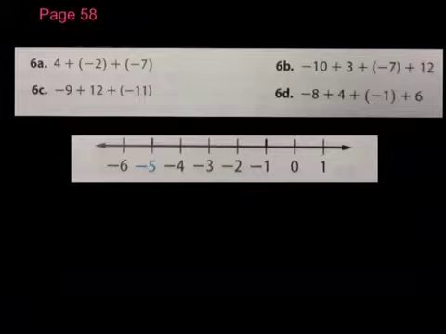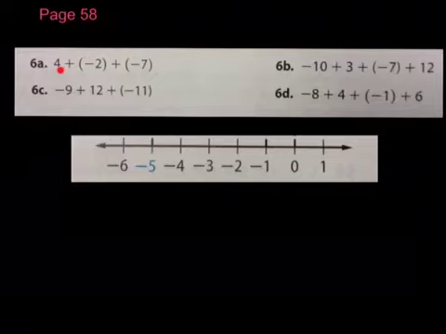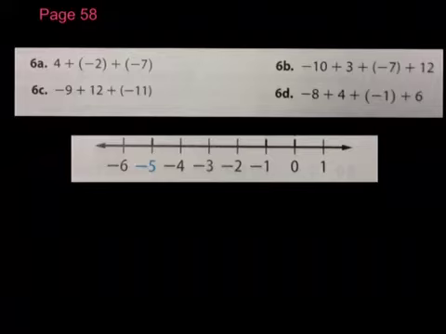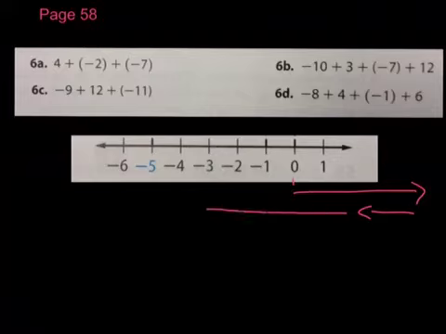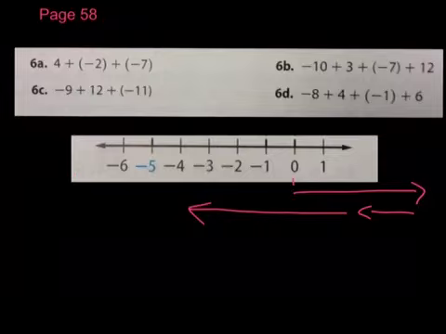Okay, I think you guys are ready for a challenge. Now we have more than 2 numbers. Now we have 3 values here. We have 4, and then negative 2, and then negative 7. So let's see. We start off with 4. So we start off on the 0, and we go 4 in this direction. But then we take away 2 in this direction, and then we take another 7 in this direction. So that would be one way to do it, using a number line. Got it? But we can also do it using the concept of the credit card.